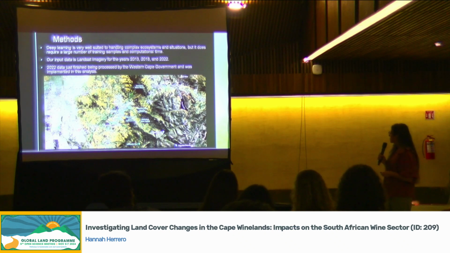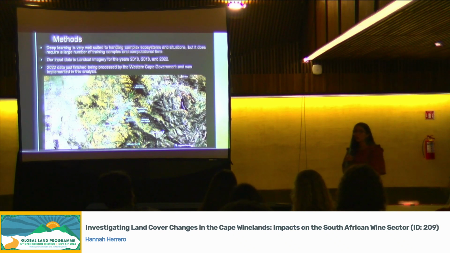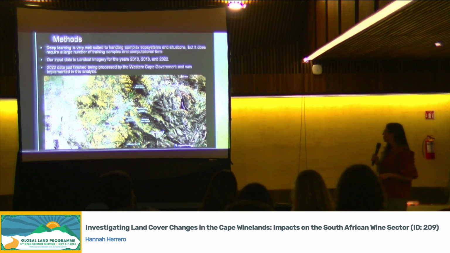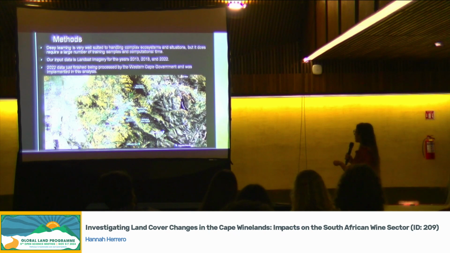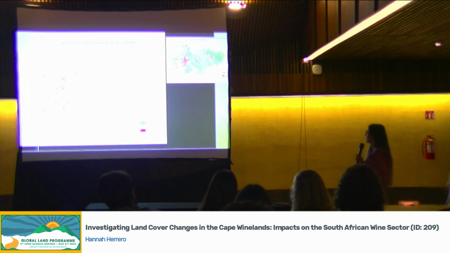So with our methods, you can see how complex this landscape is. With that, combined with the fact that we had this very high resolution training data for the Cape, we decided to go with a deep learning model. We used Landsat 8 imagery from those 3 dates, as I said, corresponding to the flyover data. Just as of this past couple of weeks, we have the 2022 data being implemented here, which is why it's not included in this change trajectory.